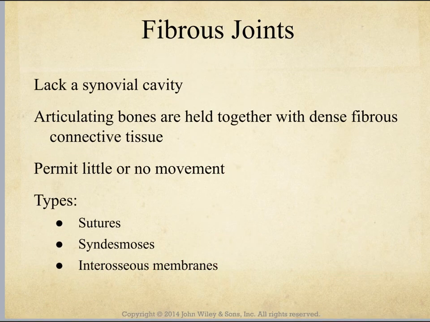Let's now put it to slide. Our fibrous joint lacks a synovial cavity, so it's different from a synovial joint. Articulating bones are held together with dense fibrous connective tissue. They usually provide little or no movement, so synarthrotic or amphiarthrotic joints. Our types: sutures, syndesmosis, and interosseous membranes.